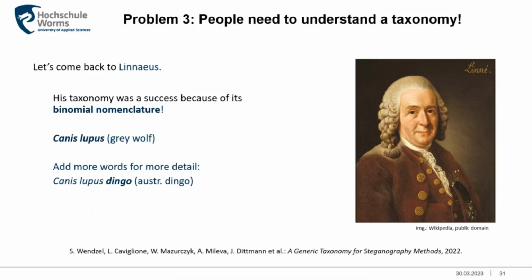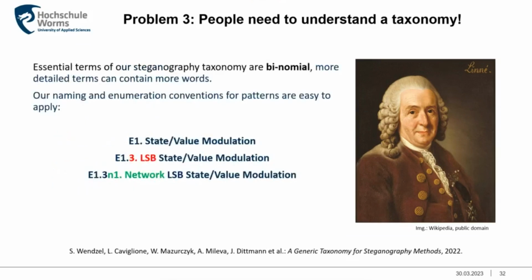Now, if you want to be more specific, you can add words like dingo for the Australian dingo. So you can be more specific by adding more words, but the core idea is you have just two, and it's easy. So everybody can apply this. And we did the same in steganography and circumvention research and so on.